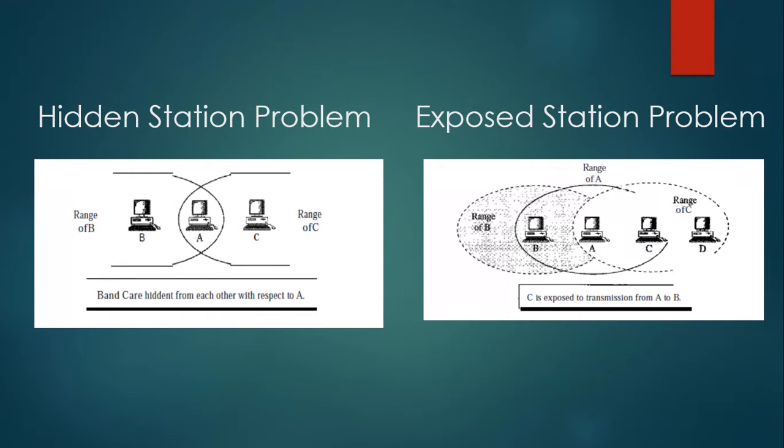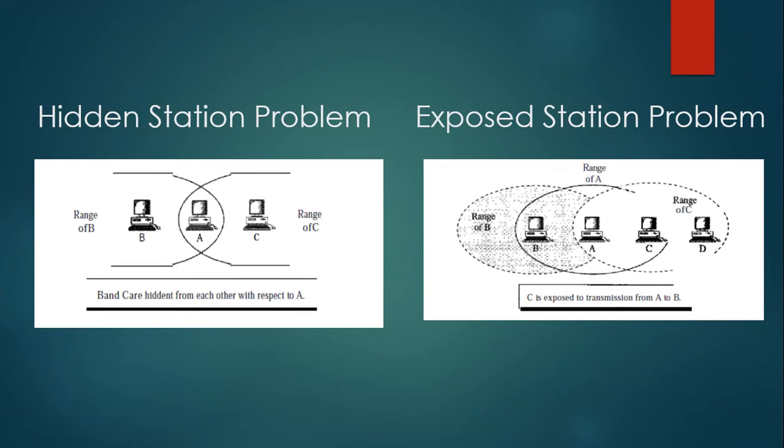Station A, however, is in the area covered by both B and C. It can hear any signal transmitted by B or C. Every station in the range can hear any signal transmitted by station B. Assume that station B is sending data to station A. In the middle of this transmission, station C also has data to send to station A. However, station C is out of B's range, and transmission from B cannot reach C. Therefore, C thinks the medium is free.